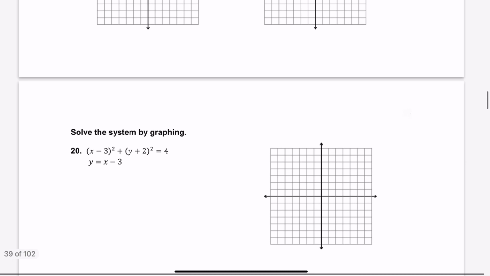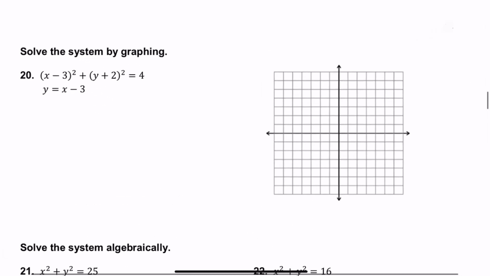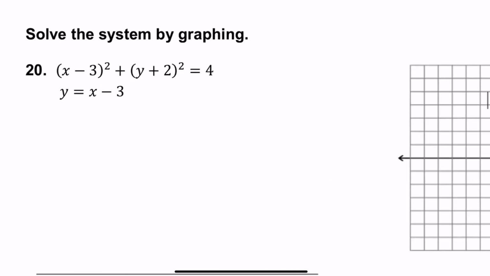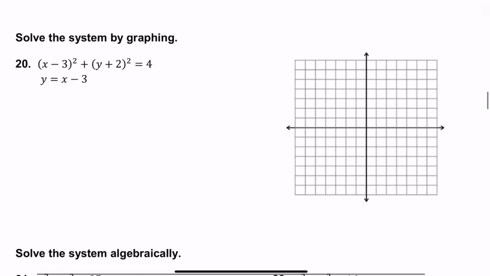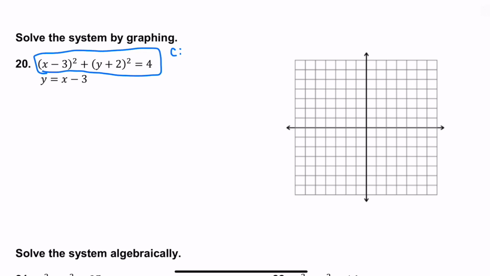We're going to skip down all the way to number 20. We're going to solve this system by graphing. So we have the equation. This is a circle. This circle is going to have a center at positive 3, negative 2. Remember, it does the opposite of what you think it's going to do. Our radius squared is 4. So if I take the square root of 4, I get my radius is 2. So we're going to go over 3, down 2.